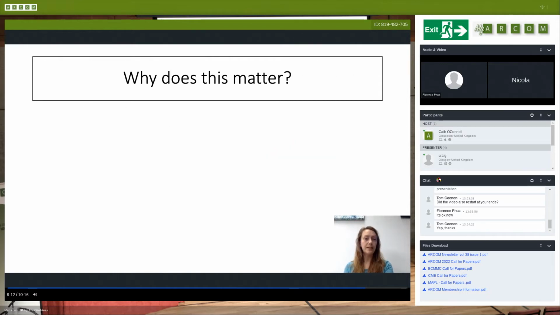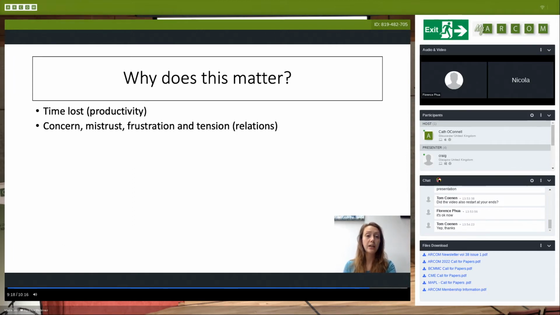So why does all this matter? Well, time was lost through sometimes having to redo work and always having to double-check that things had been understood. There was an atmosphere of concern about communication, mistrust about what the informal interpreter was really doing, and frustration and tension created by miscommunication. There were also 2 examples of accidents in the data that had relation with this misunderstanding because of language.